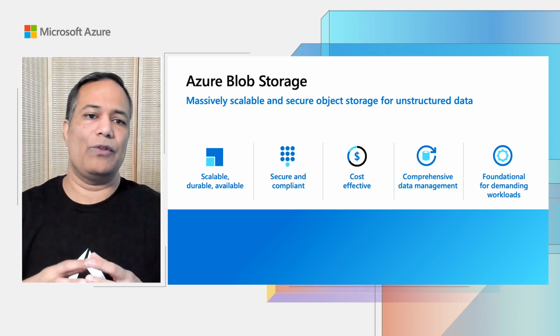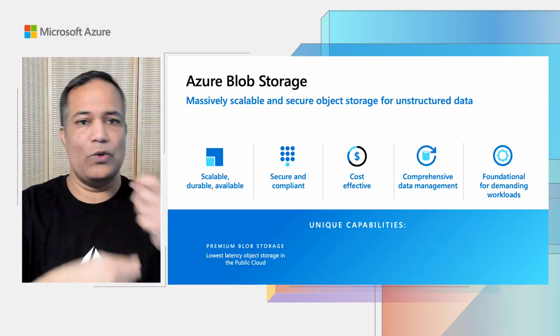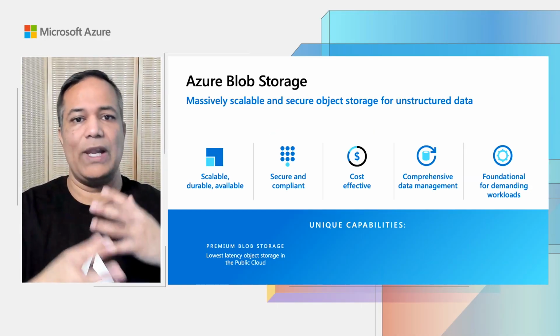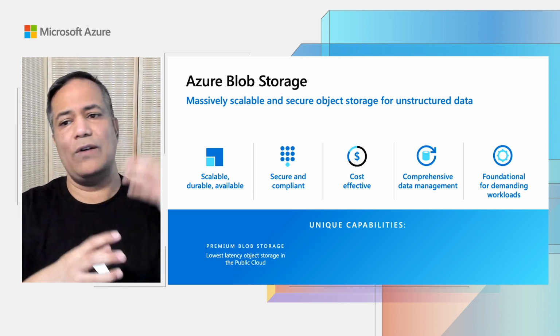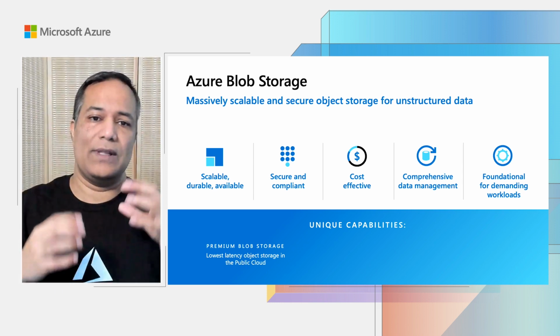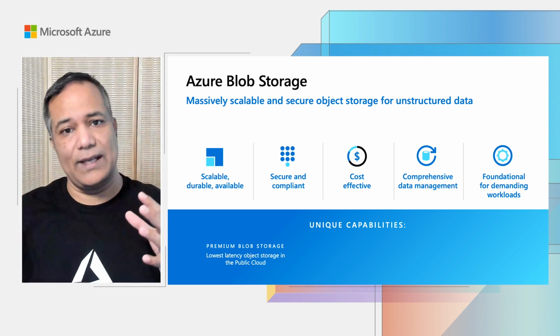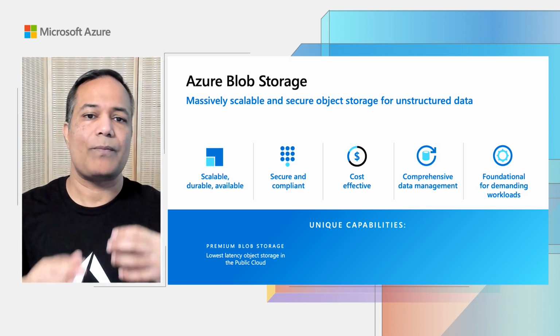So let's talk about a few of those things. The first one is the premium blob tier. This gives you the lowest latency object storage in the public cloud. It's very important because if you have interactive workloads where a user is using your application and looking at and saving data, let's say video editing in the cloud, or if you're serving data to your users, you just want where users notice these delays and tail latencies, you can do much better with premium blob storage.